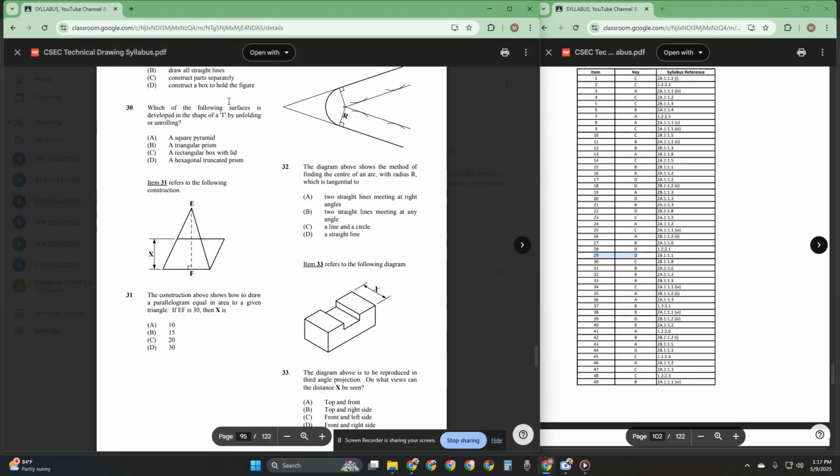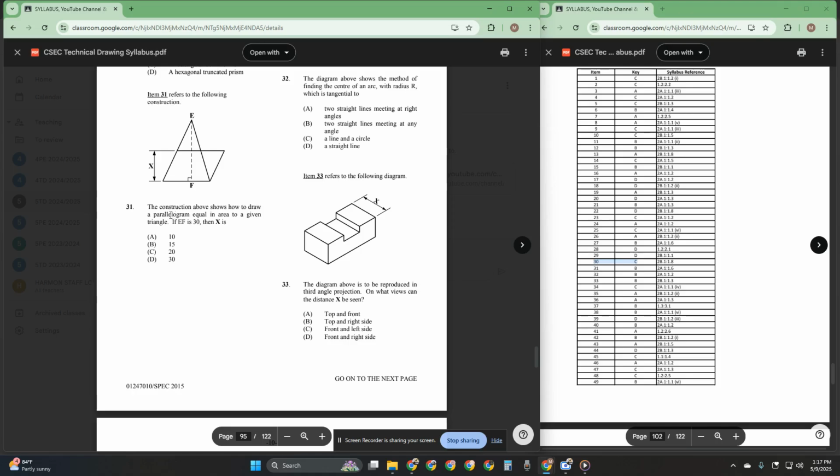30. Which of the following surfaces is developed in the shape of a T by unfolding or unrolling? A square pyramid, a triangular prism, a rectangular box with lid, a hexagonal truncated prism. Number 30, they say it is C, and I agree. Number 30, C.